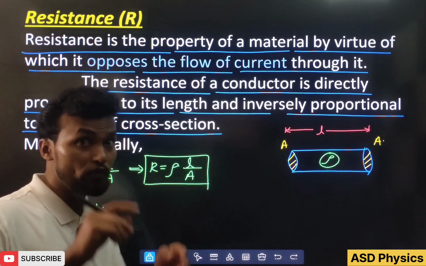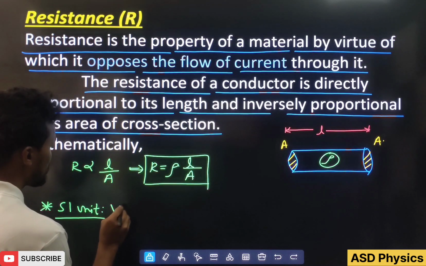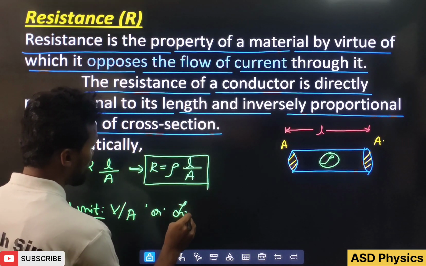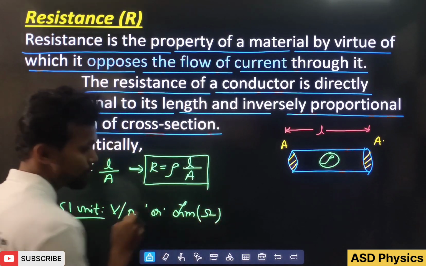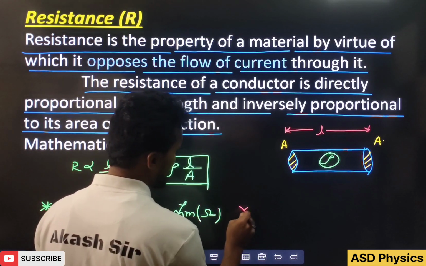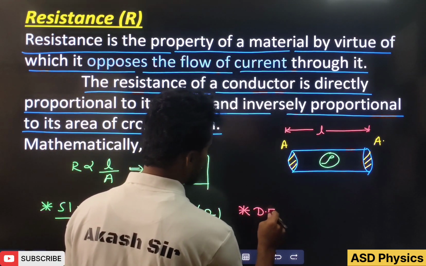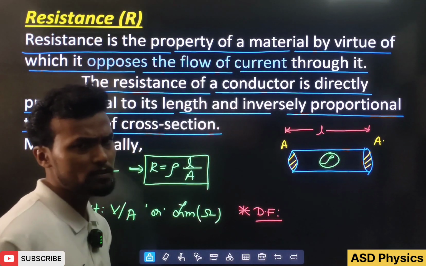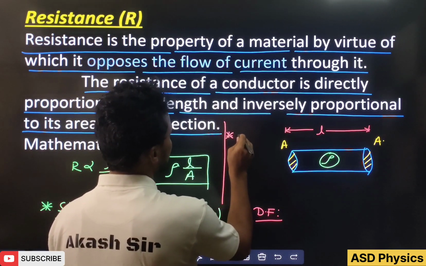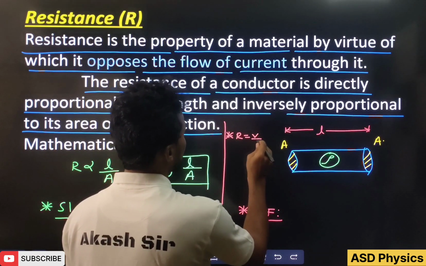So you know R equal to V by I. So I can write here volt per ampere, or one more is there, ohm. Ohm, the symbol is this. After that, if I write here the dimensional formula of the resistance, to calculate the dimensional formula of the resistance, we should know some formulas. Like you can use R equal to V by I.